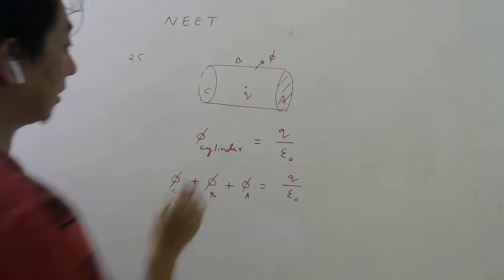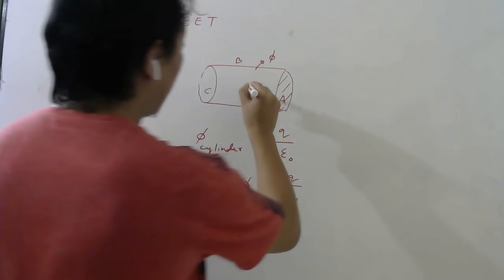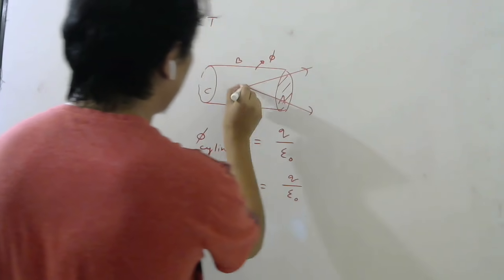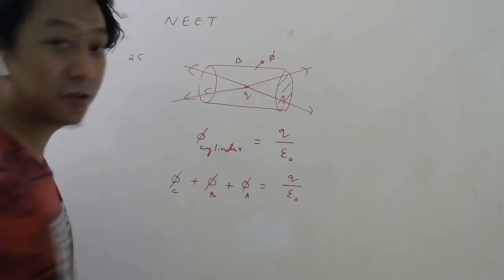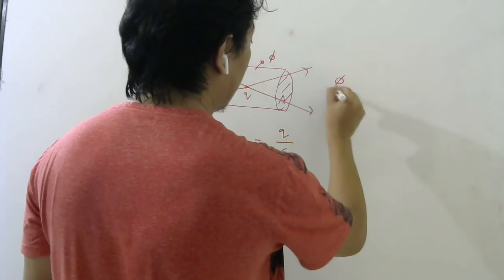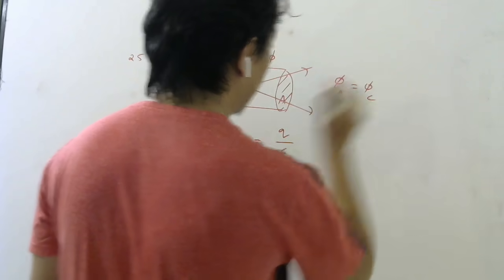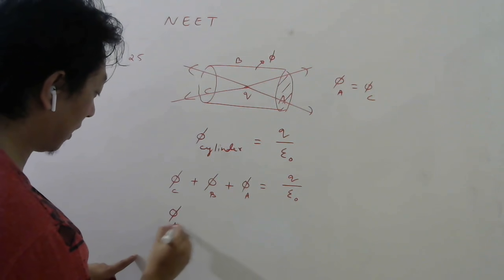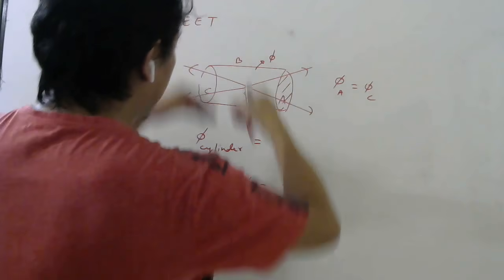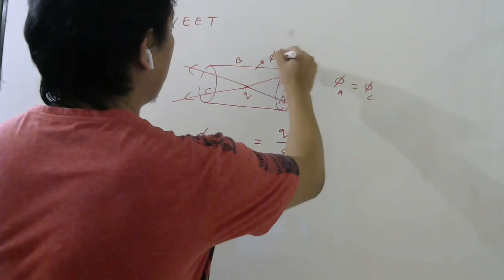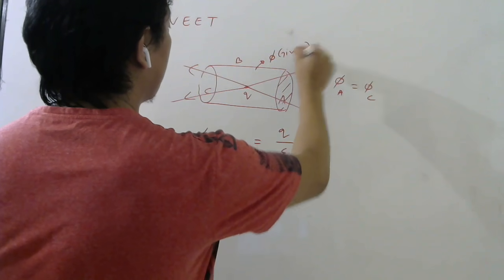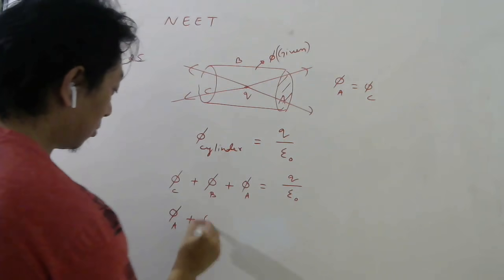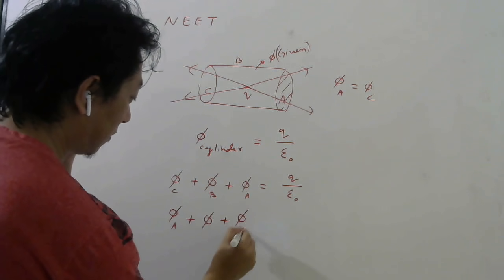Now look carefully, this is at the middle, so as many lines will cut this surface will also cut this surface, yes or no students? So flux through A must be equal to flux through C. So for flux through C, I can write flux through A, and flux through curved surface they wrote phi. Phi was given in the question. So flux through curved surface they told phi. This is flux through A.